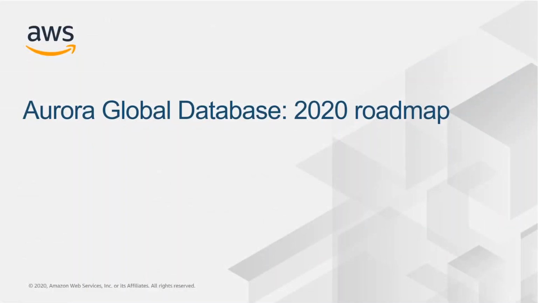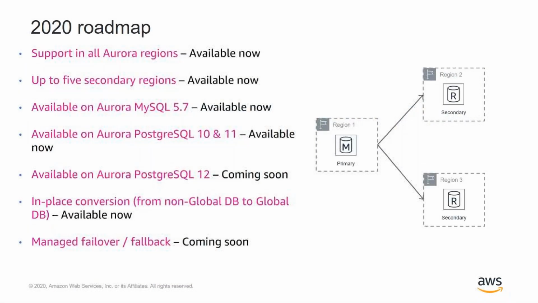So with that, let's move on to the Aurora Global Database 2020 roadmap. The first thing is, anywhere we have Aurora, we have Aurora Global Database. That is available now. Aurora Global Database is available everywhere. Up to 5 secondary regions. We launched initially with only 1 secondary region, but now you can have up to 5, which gives customers a lot of flexibility. And with write forwarding in those, you can also forward writes from those different regions.